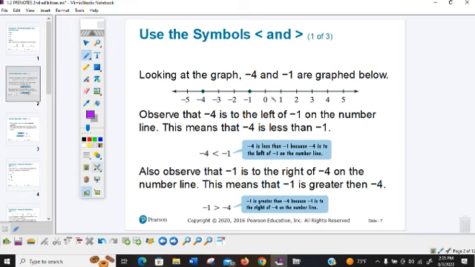Okay, so when we graph them, notice that negative 4 is going to be less than negative 1. The arrow always points to the smaller number. And look at your number line. Negative 4 is less than negative 1. The arrow would go to the left. Or I could say negative 1 is greater than negative 4. Remember the arrow always points to the smallest number in the pair.